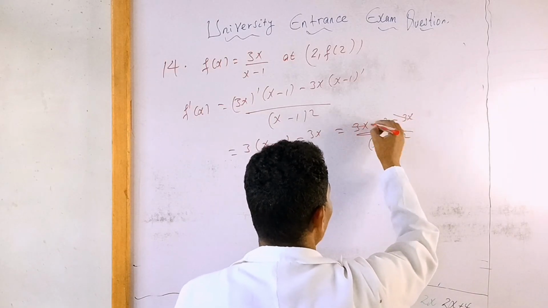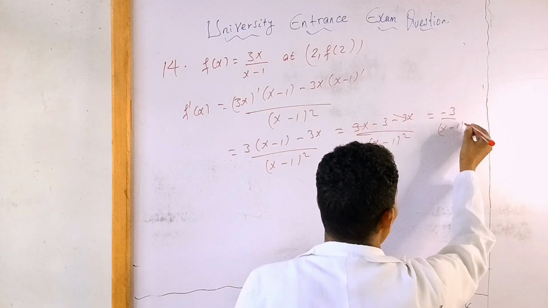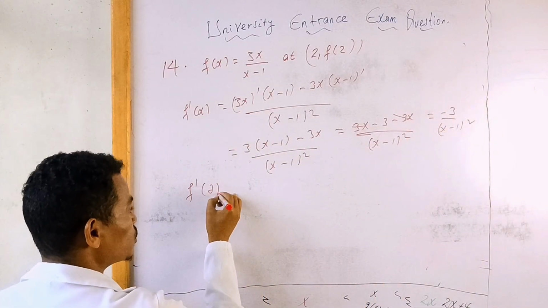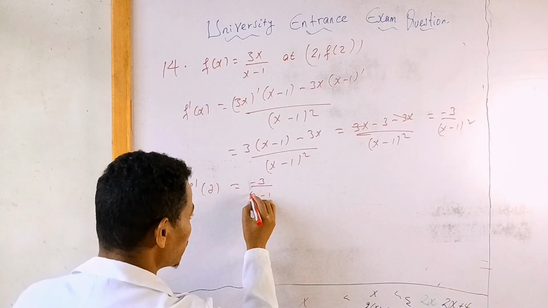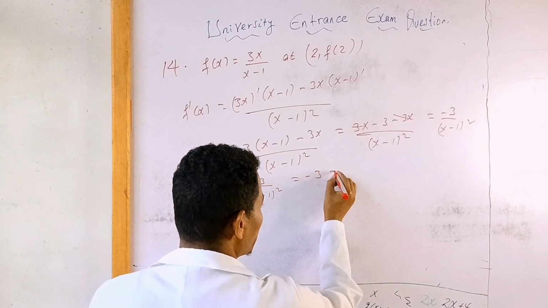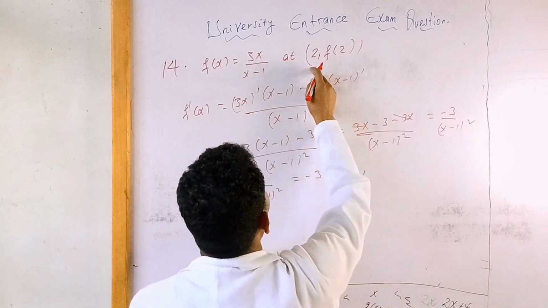Minus 3x cancelled by 3x, minus 3x plus 3x is 0, so we get minus 3 over x minus 1 the whole square. Our aim is to find f derivative at 2, which is equal to minus 3 over 2 minus 1 the whole square. 2 minus 1 is 1, square is another 1, so minus 3, which is the slope. The next one is the point at 2.